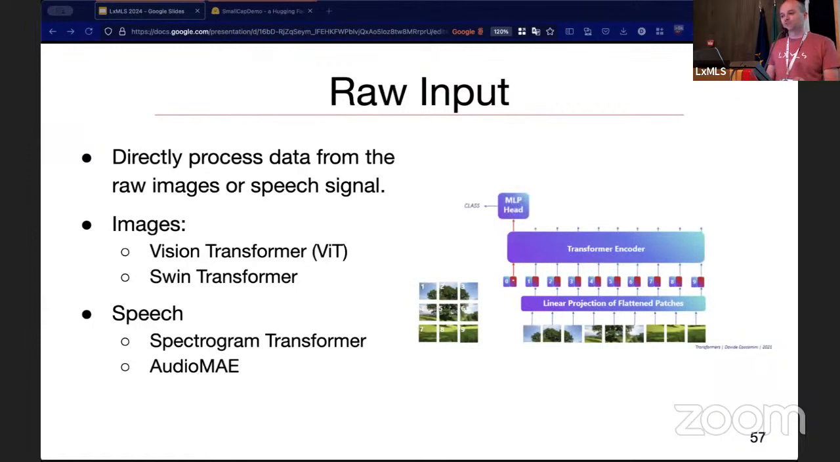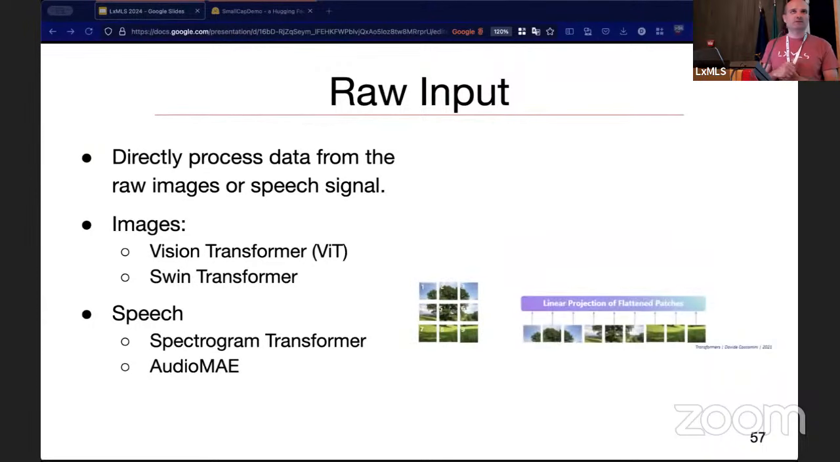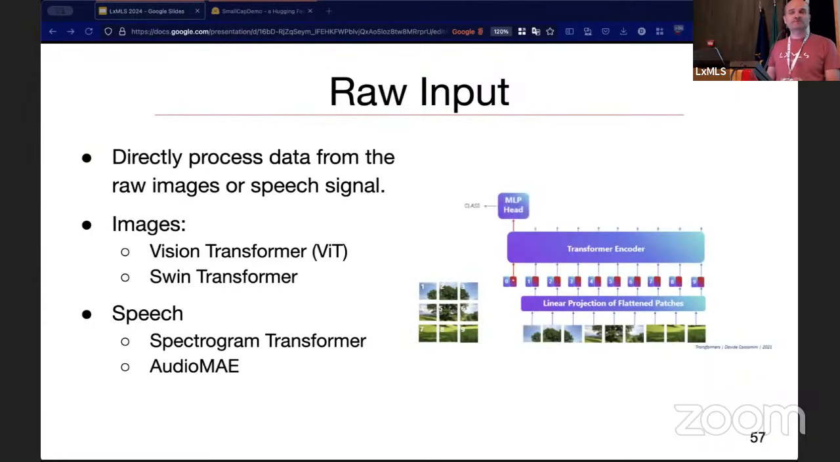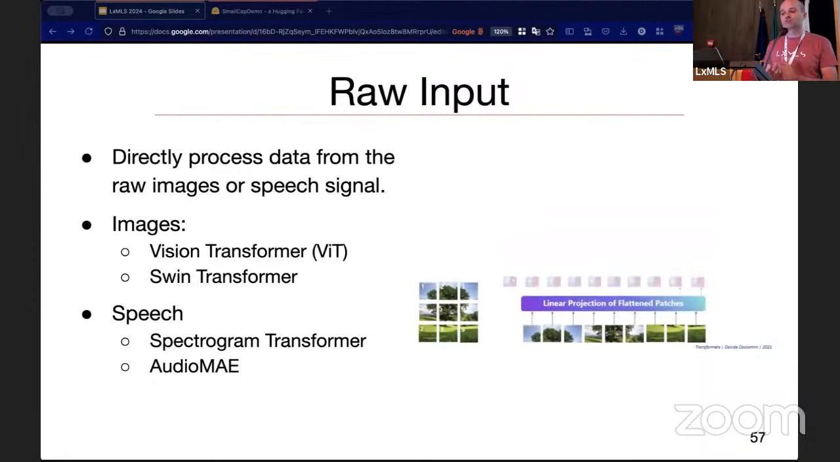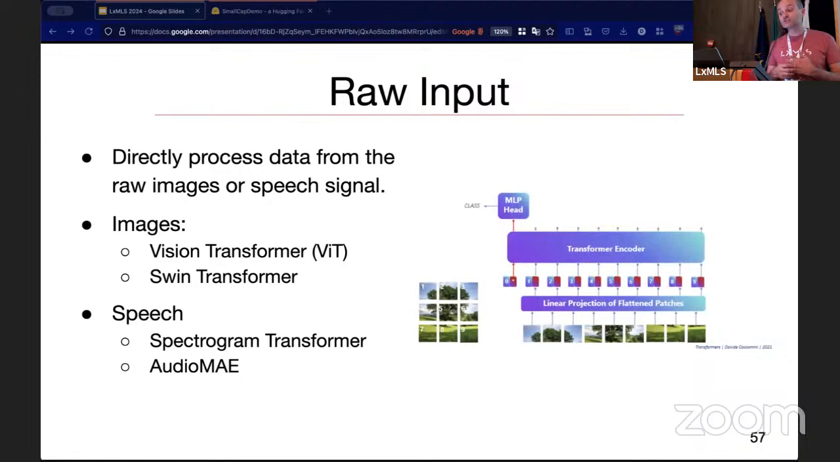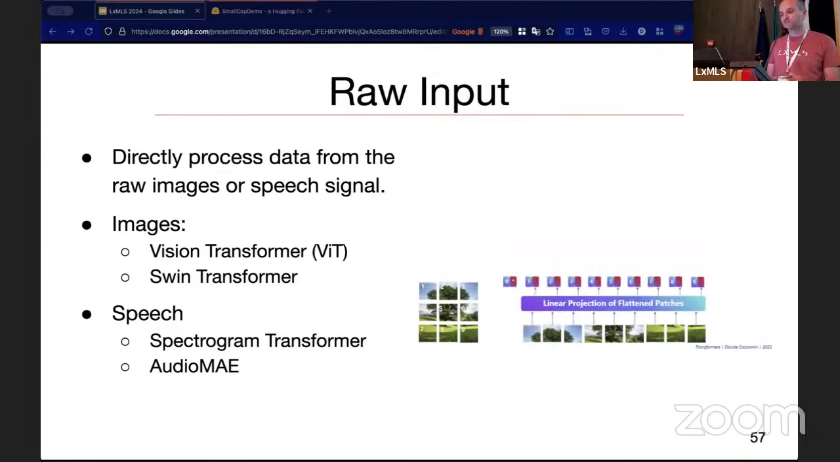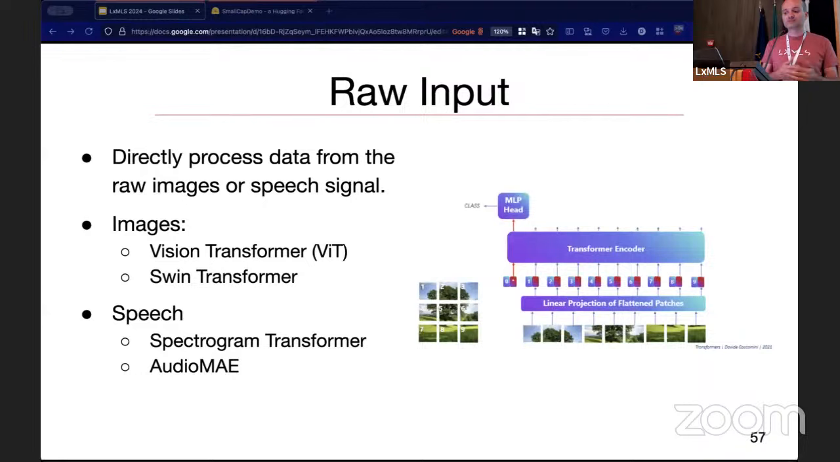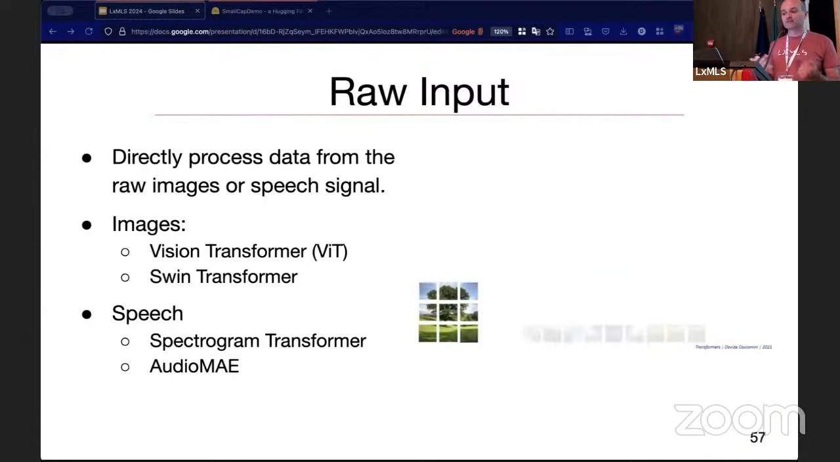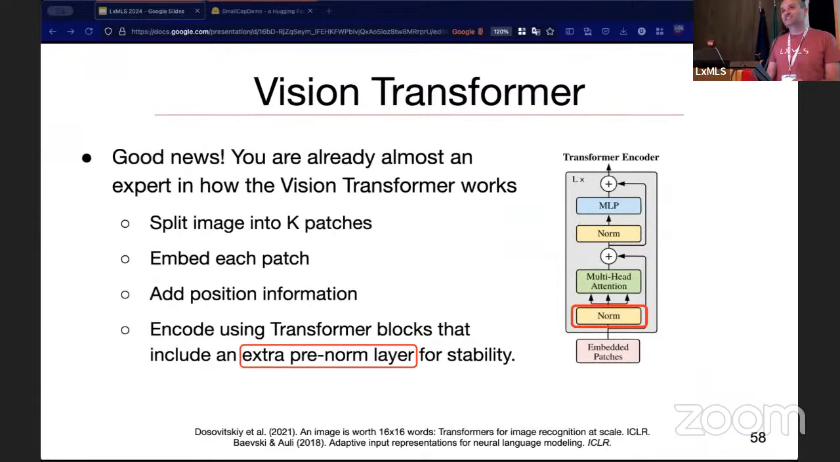where we process data directly from raw images, or maybe if you're doing speech processing, from the speech signal. For images, we might be using something like a vision transformer, or more a SWIN transformer, which does some compression of the input space. For speech recognition, you might use audio MAE or a spectrogram transformer. And after Danke's great lecture yesterday, you're already almost an expert in how the vision transformer works.